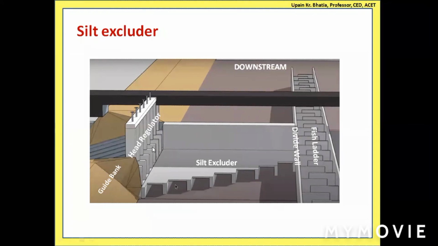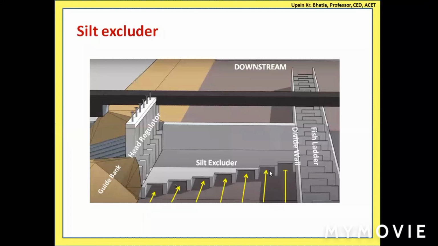And what you see on the left hand side again further is the head regulator, and on the left hand side of it, we have the canal. So water from this river will be diverted into the canal through this head regulator. But how do we prevent the entry of silt into this canal? We utilize the concept that the silt concentration is high in the bottom layers. So we provide a silt excluder, in the form of a series of tunnels of reducing length as we move away from the head regulator.